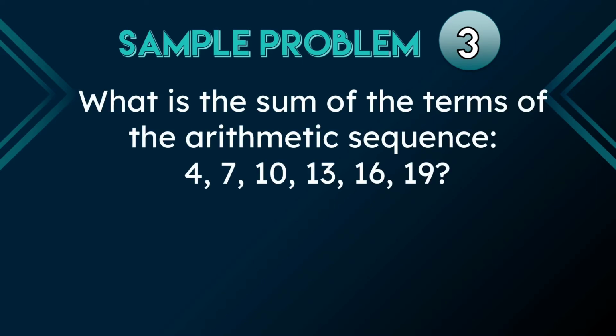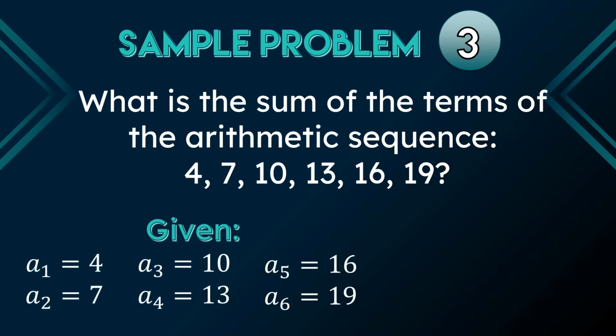Taking the definition, let us try to solve for this problem. What is the sum of the terms of the arithmetic sequence 4, 7, 10, 13, 16, 19? Given on the problem are the first 6 terms of the sequence 4, 7, 10, 13, 16, and 19. And we are to solve for the indicated sum of those terms, which is represented by S sub 6.